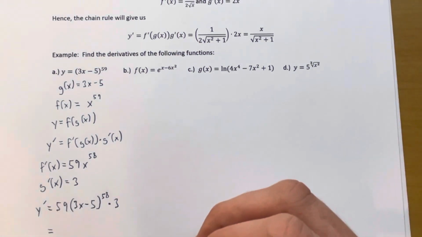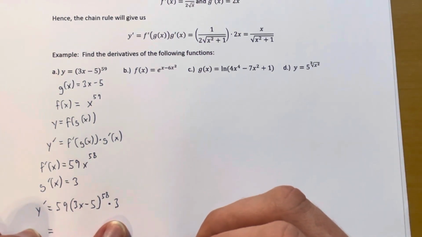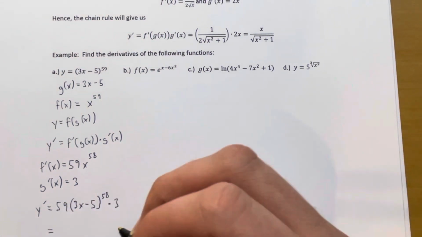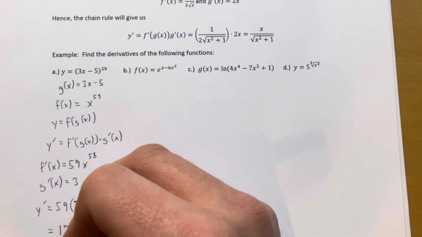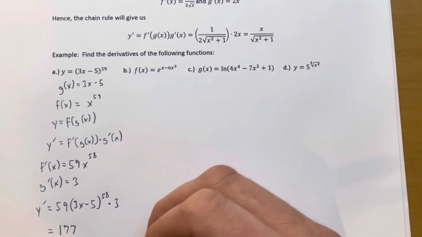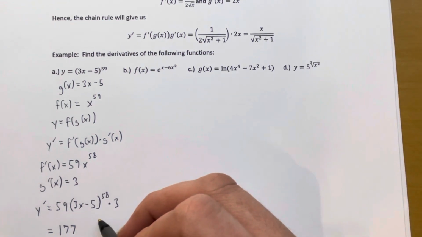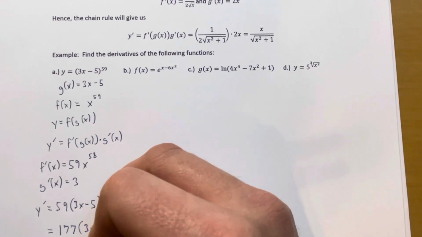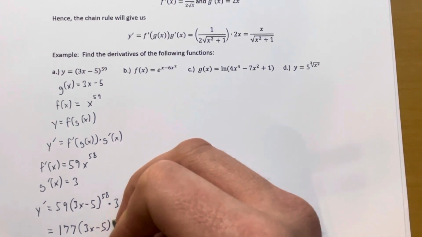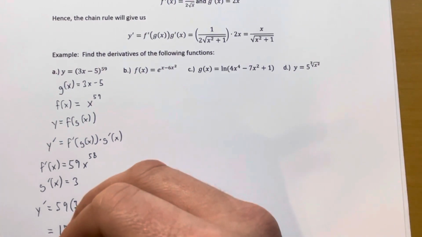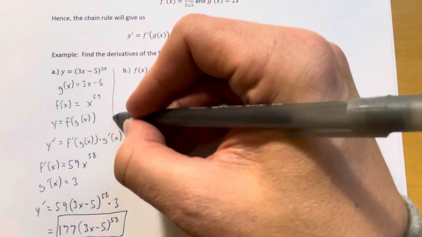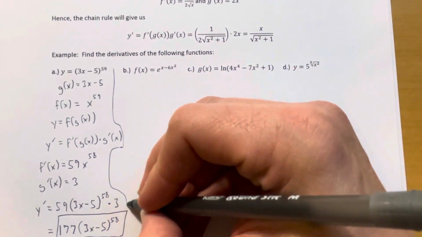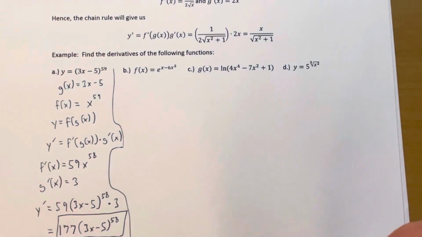Finally, we simplify where possible. So 59 times 3, what is that? That's 177. And then there's nothing else to simplify, really. 177 times (3x minus 5) to the 58th power. That is our derivative. Gotta separate the work there.